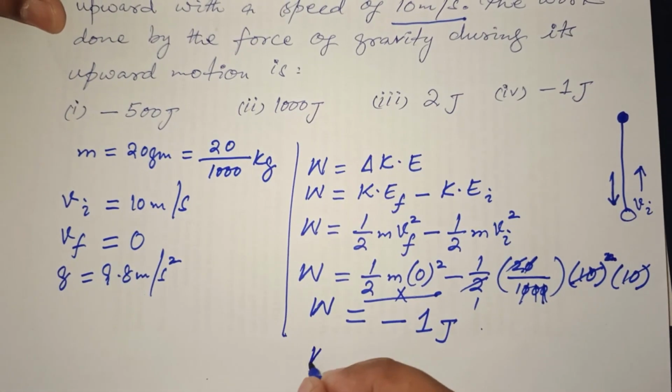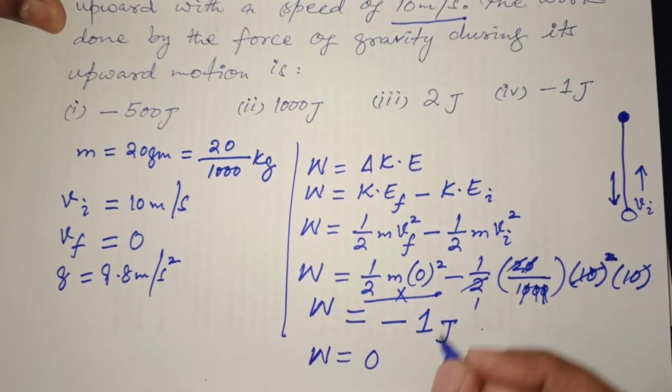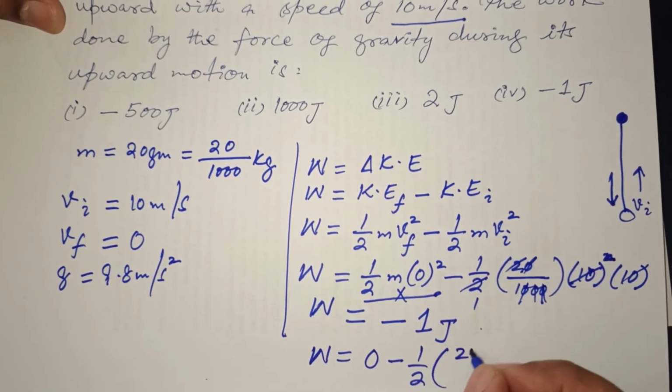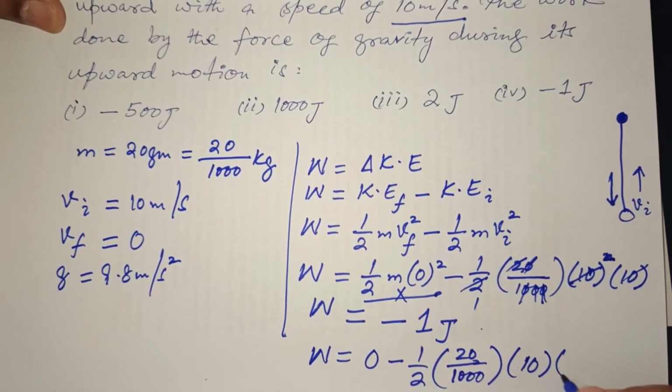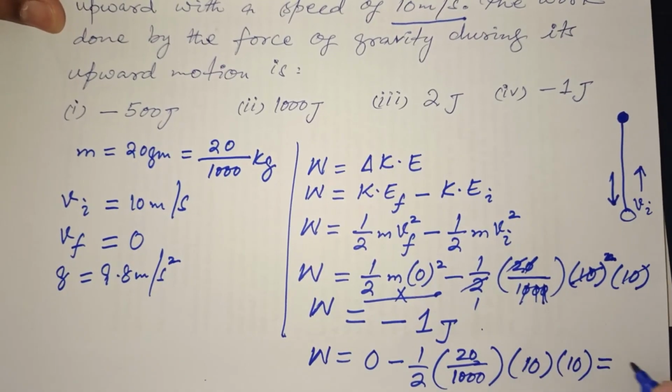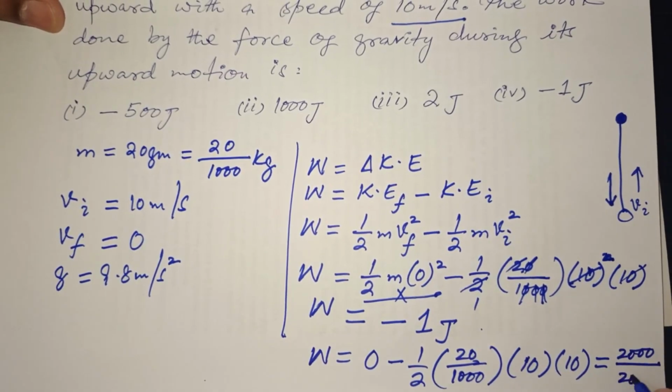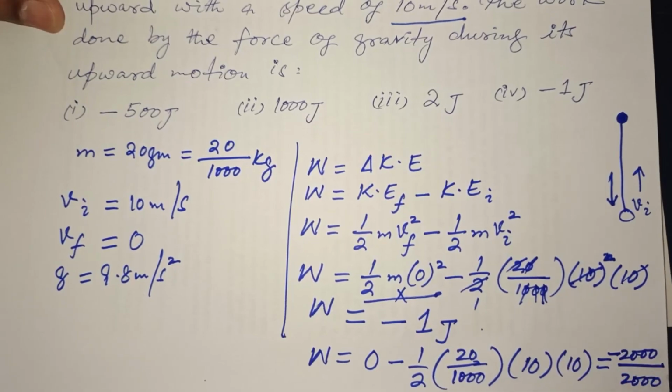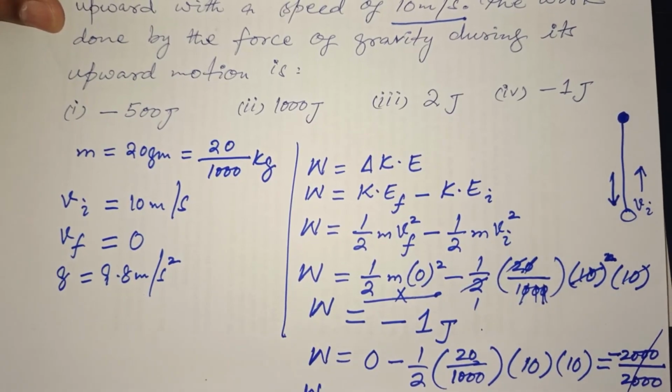Again, in another way, this will be 0. First one, this is 1 upon 2, this is 20 by 1000, and this is 10 square, so 10 into 10. So multiply the numerator, we'll get what? 2000. In the denominator we have 2000. This is the negative sign, so it cancels, and you will get result minus 1 joule. So this is the correct option.